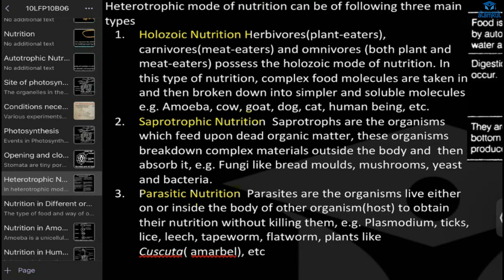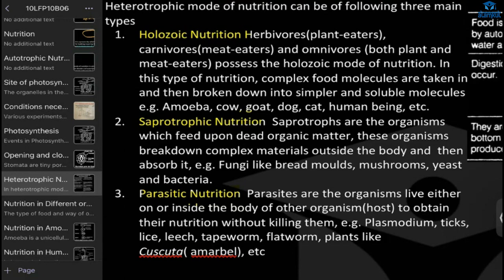In that also there are three types: herbivores, carnivores, and omnivores. Herbivores, what do they eat? Only plants. And carnivores, ma'am, they only eat flesh and all. Yes, they eat the herbivores. And omnivores eat both herbivores and carnivores.